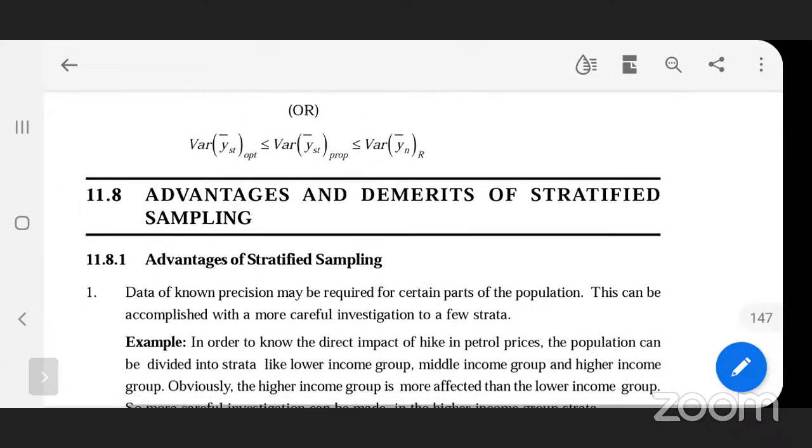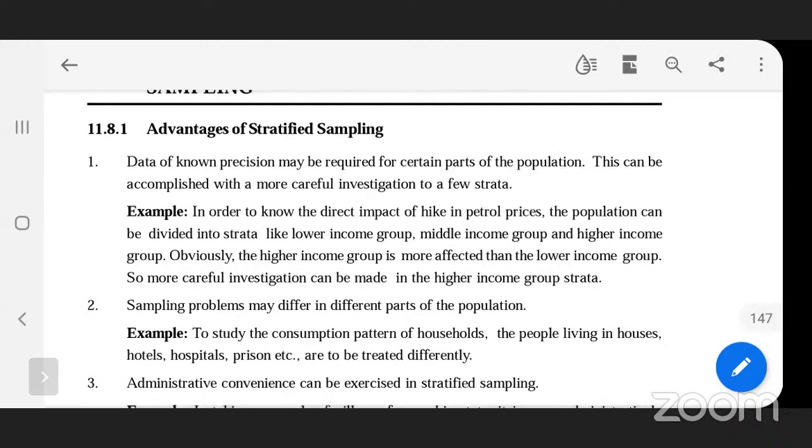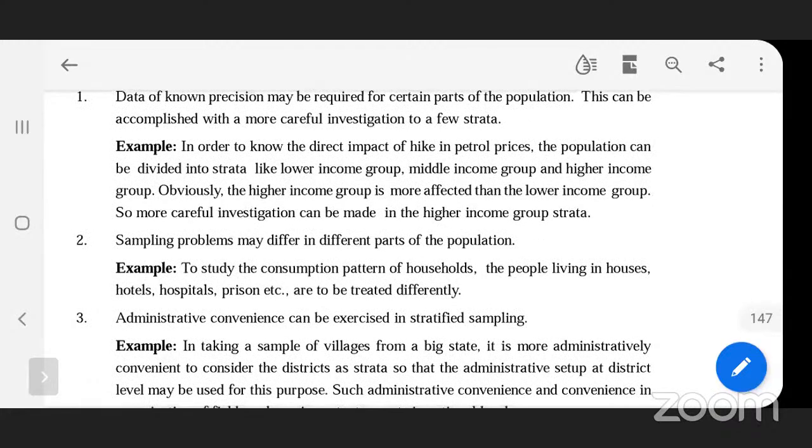Advantages and demerits of the stratified sampling. Advantages: clearly, data of known precision may be required for certain parts of the population. This can be accomplished with more careful investigation of the fused data. Next, second, sampling problems may differ in different parts of the population, such as hospitals, hotels, prisons and living houses, which can be discussed separately.